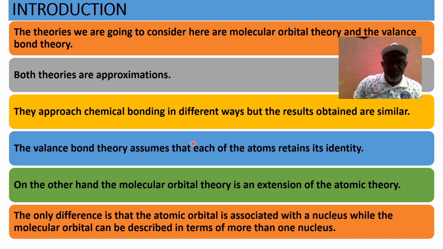The theories we're going to consider here are molecular orbital theory and valence bond theory. Basically there are two theories. Both theories are approximations. So these theories approximate how bonds are formed, that is formation of chemical bonds. They approach chemical bonding in different ways, but the results obtained are similar. We're going to see the valence bond theory assumes that each of the atoms retains its identity. On the other hand, the molecular orbital theory is an extension of atomic theory.